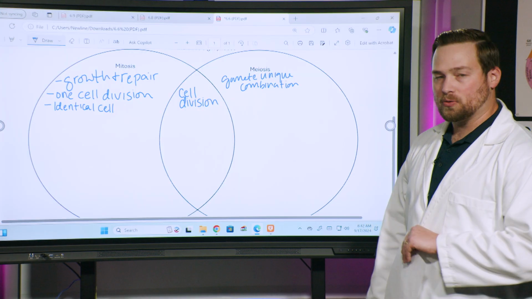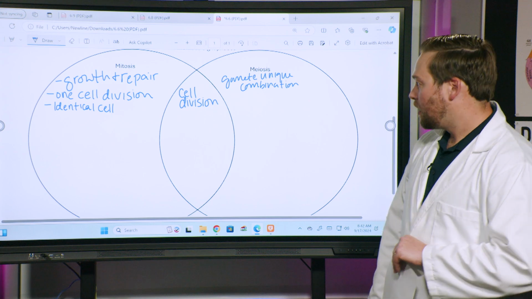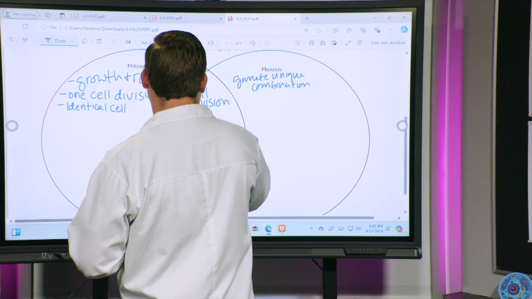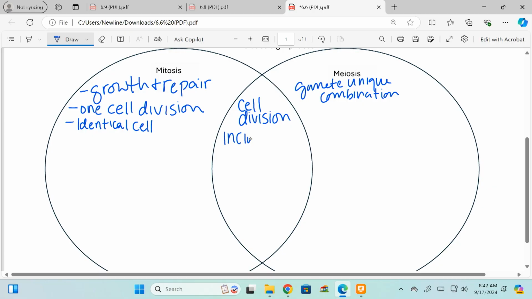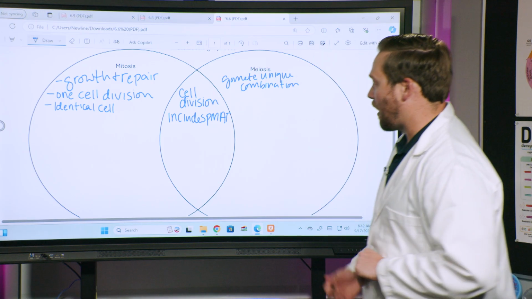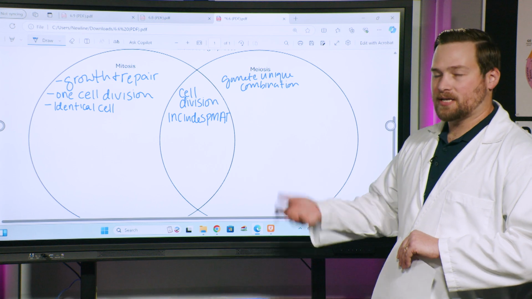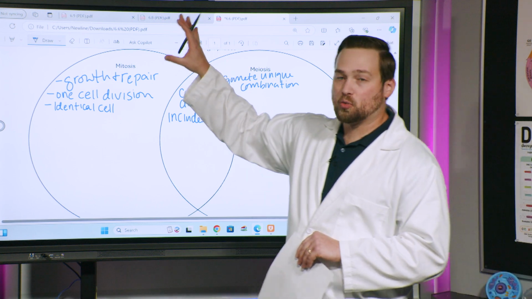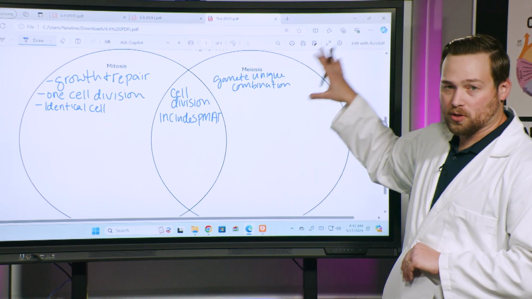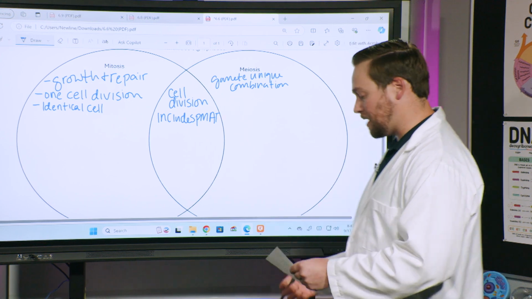This one says includes PMAT. Which one of these are we using PMAT in? Well, PMAT actually also goes in the middle. Remember, PMAT stands for the phases that we go through: prophase, metaphase, anaphase, telophase. In mitosis, we do it once, and in meiosis, we do it twice.